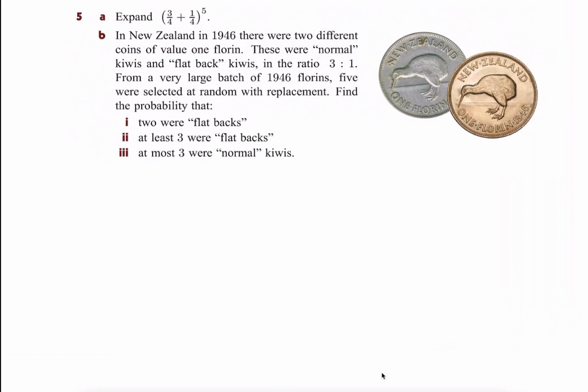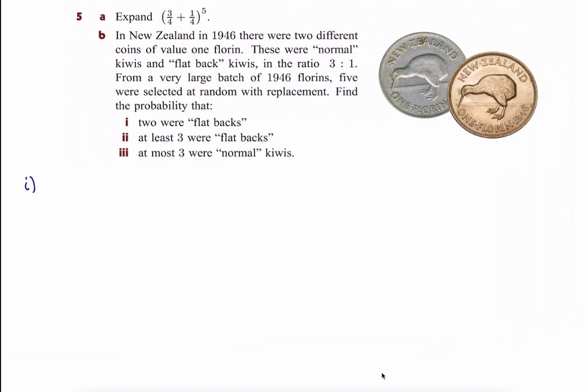Okay. These were normal Kiwis and flatback Kiwis in the ratio of 3:1. From a very large batch of these, 5 were selected at random with replacement. So you'd take one and put it back. They've said with replacement because what that does is it keeps the probabilities the same each time. Okay, so if I wanted to find the probabilities that they were all flatbacks, if 2 were flatbacks, I only want 2.